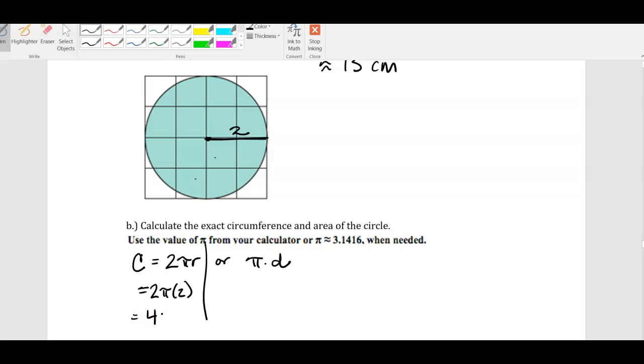We could leave it as 4 pi, or you can multiply 4 times 3.1416, or use pi from your calculator. Either one will work. And then for area, we've got pi r squared, so you're just going to do pi times 2 squared, or 4 pi. And again, you can multiply 4 times 3.1416, or use the pi button in your calculator to multiply that out.